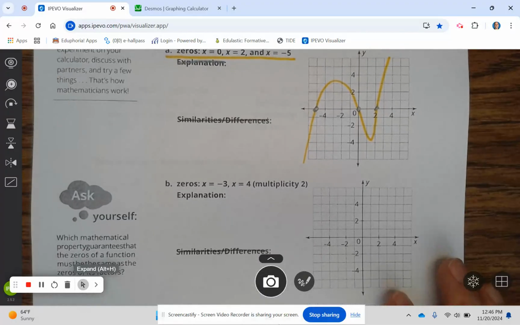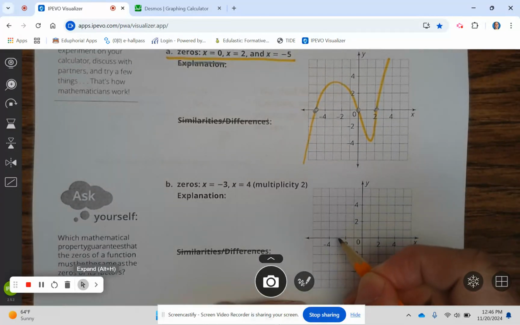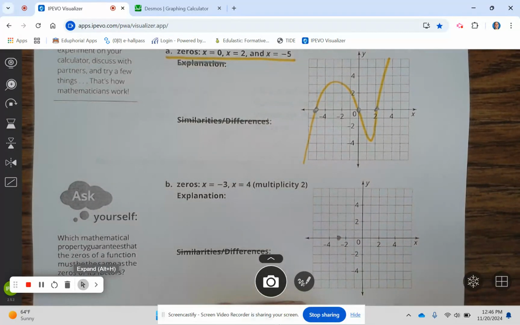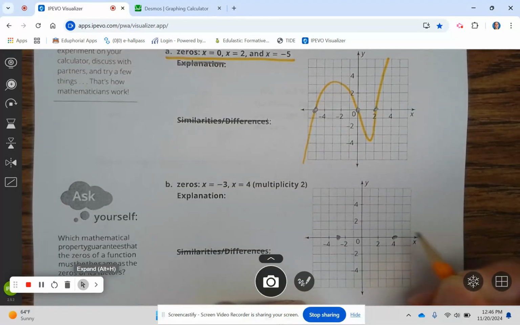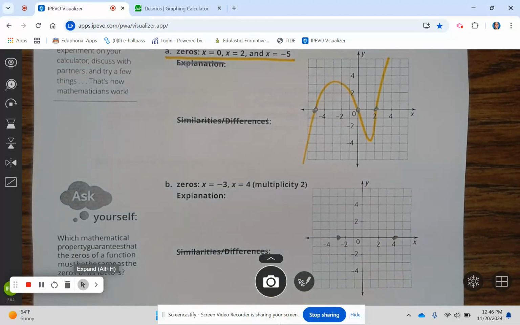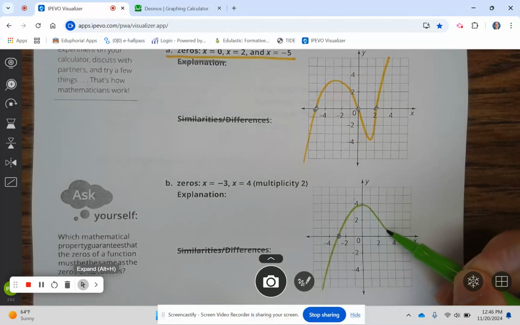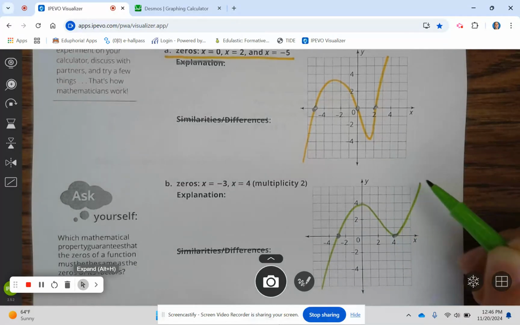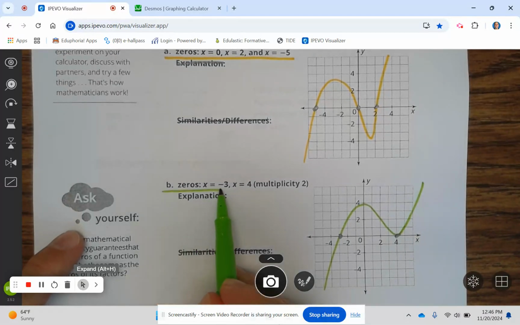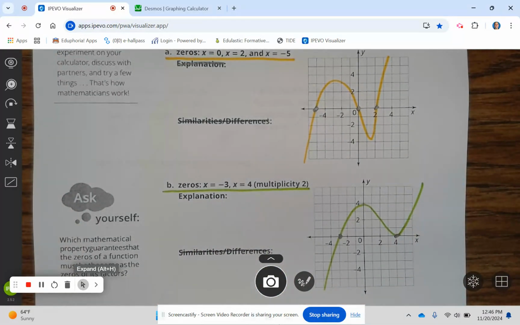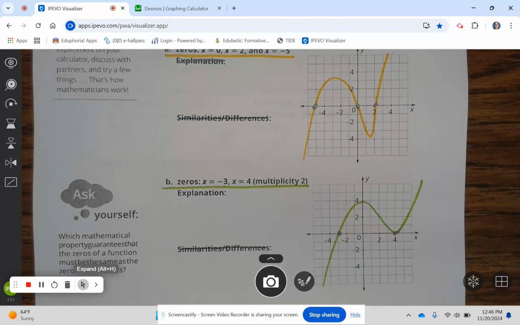Let's take a look at B. So we have a 0 at -3, and we have a 0 at 4 with multiplicity. Okay, so we come up, go back down. Because of multiplicity, we touch and turn. All right, go ahead and finish up B. All right, let's take a look at the next page.